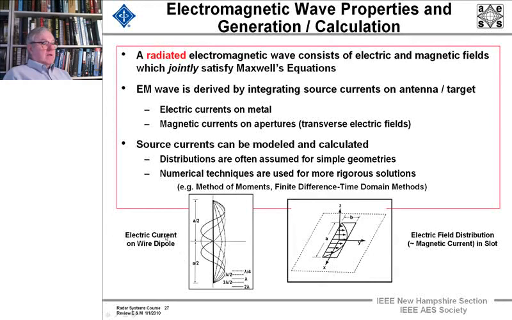Here's the electric current on a dipole wire, and here's what the electric current would look like at different wavelengths, and also a magnetic current in a slot. This is the electric field distribution.